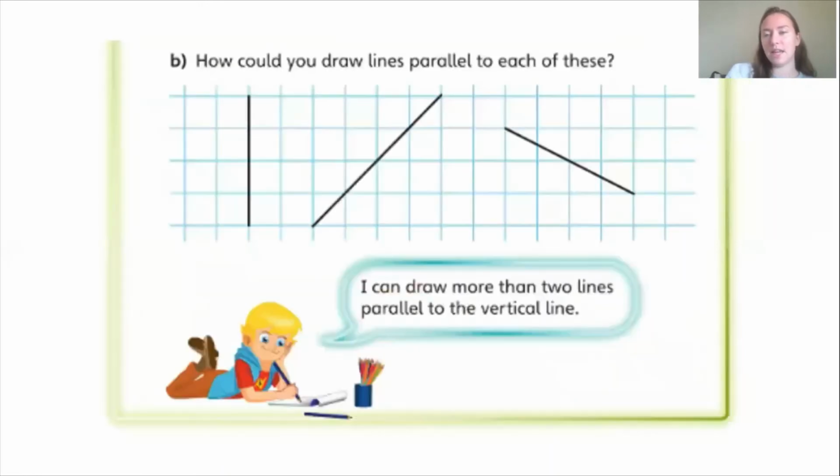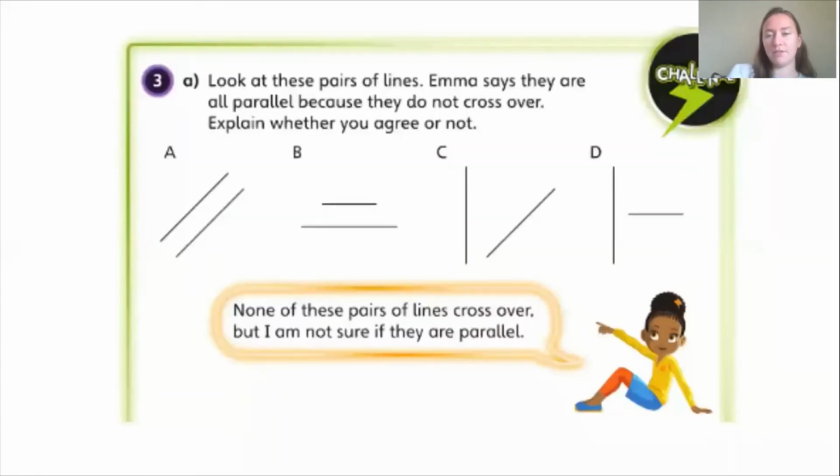And for D, these lines are in fact perpendicular to one another. They haven't met each other at a right angle yet, but they will do if this line is extended a little further. So Emma is not correct because C and D are not parallel lines. They will cross over at some point.